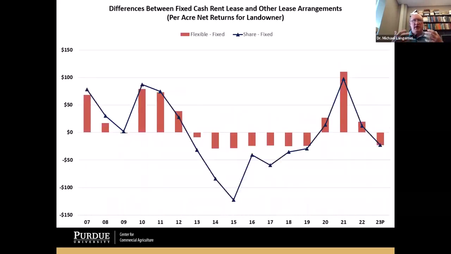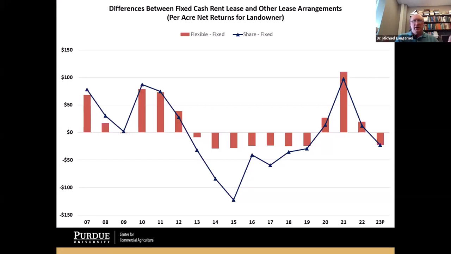This is a very important slide, because this is kind of a busy slide, but it really does a nice job of comparing the flexible and fixed lease and the share and fixed lease. And so the share minus the fixed lease is the line. And so when the line is negative, that means the share lease has lower returns than the fixed cash lease. Again, I point out that 15 was really bad. We had lower yield, and the price wasn't very good either. And so the share lease was very low income compared to the cash rent lease. And then, of course, when the line's above zero, that means the share lease did better than the fixed lease.